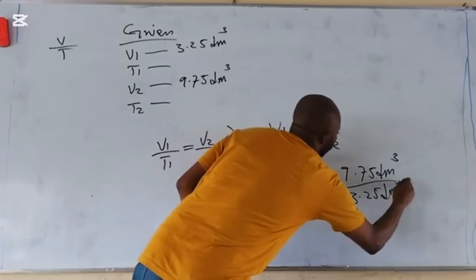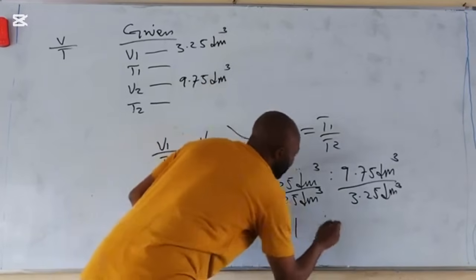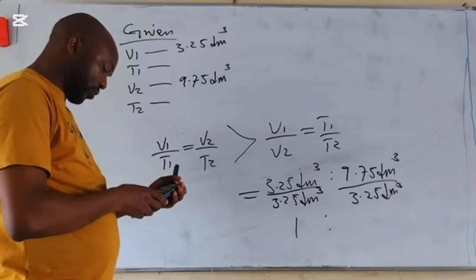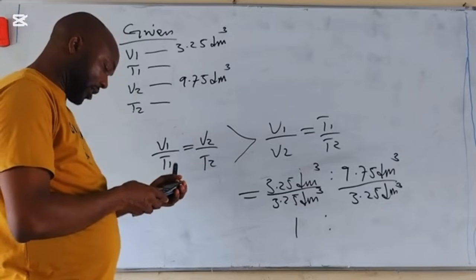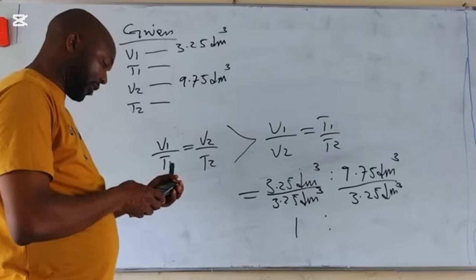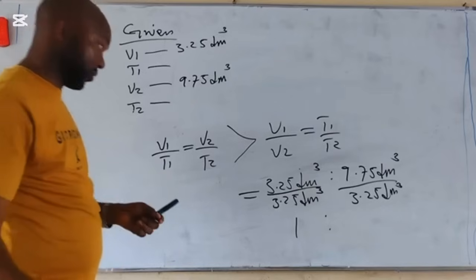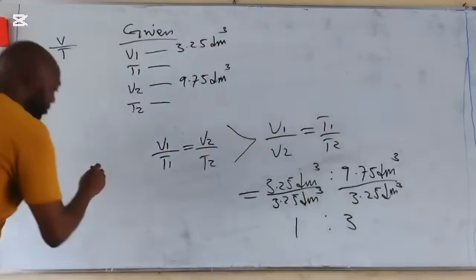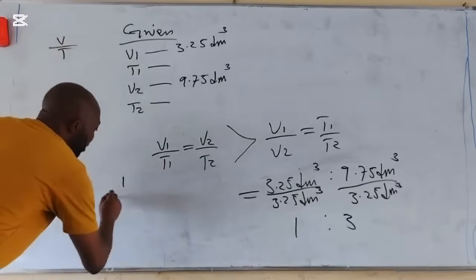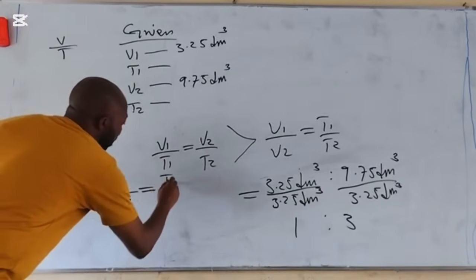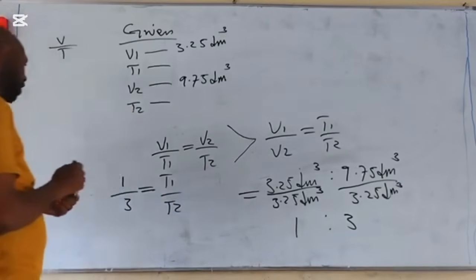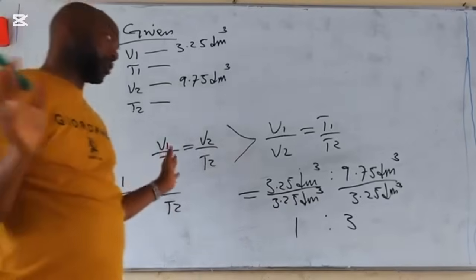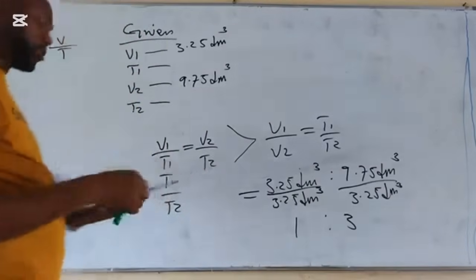So this is obviously 1. We come back here, we have 9.75 divided by 3.25. This is approximately 3. It therefore means that 1/3 is equal to T1 over T2. So the ratio is 1:3. So that is what they are asking of us. So that's all. Let us move on.